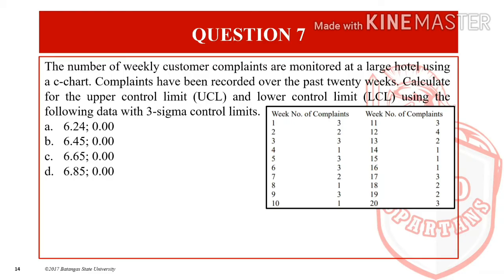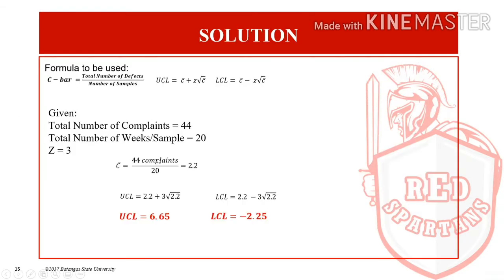So, using C chart, so kunin natin. Ang formula natin ng C chart, C bar is equal to the total number of defects over the number of samples. Then, ito yung formula natin ng pagkuha ng upper control limit and lower control limit. So, kukunin lang natin yung summation ng total number of complaints. Ang total natin is 44, then meron tayong week 1 to 20, kaya ang total number of samples natin is 20. Then, may given tayo na 3 sigma limit, kaya Z natin is 3.